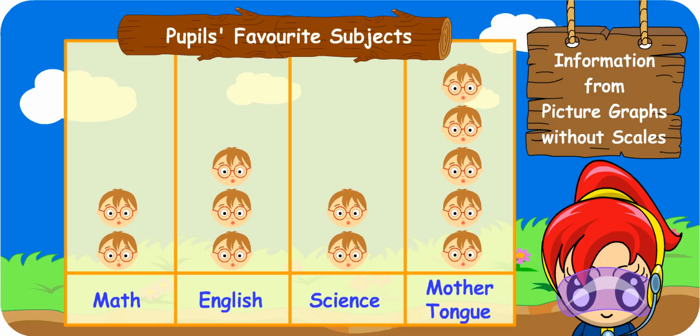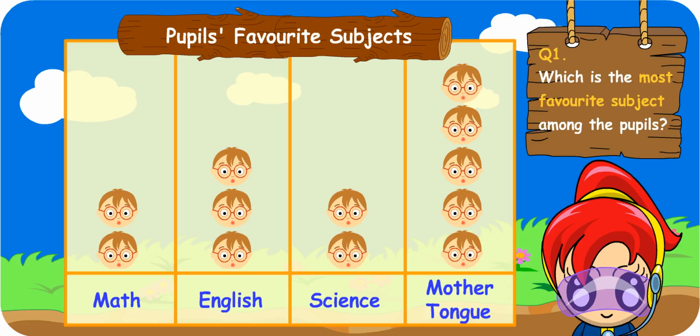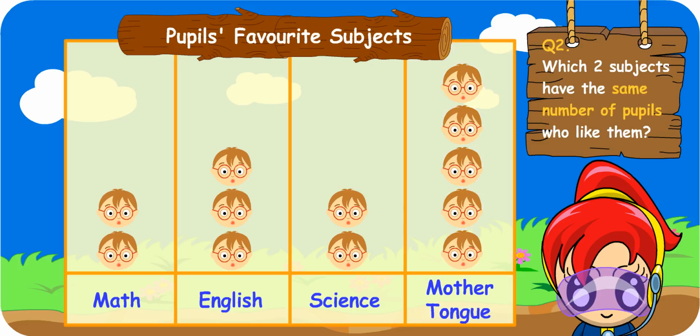This graph shows 12 pupils' favorite subjects. Are you ready? Yes I am. Based on the graph, can you tell me which is the most favorite subject among the pupils? It is mother tongue as it has the most number of pupils. Right. Try another question.